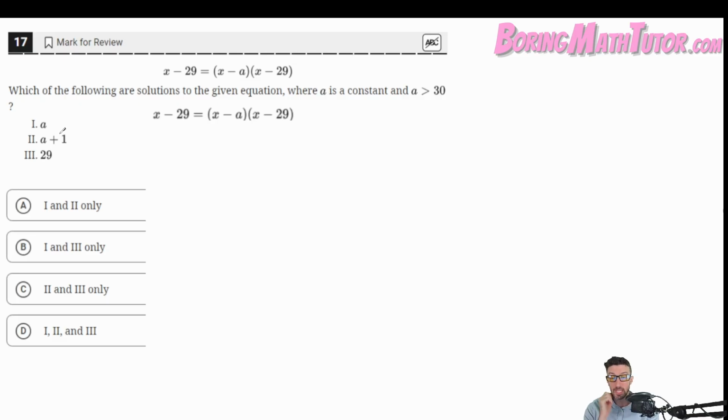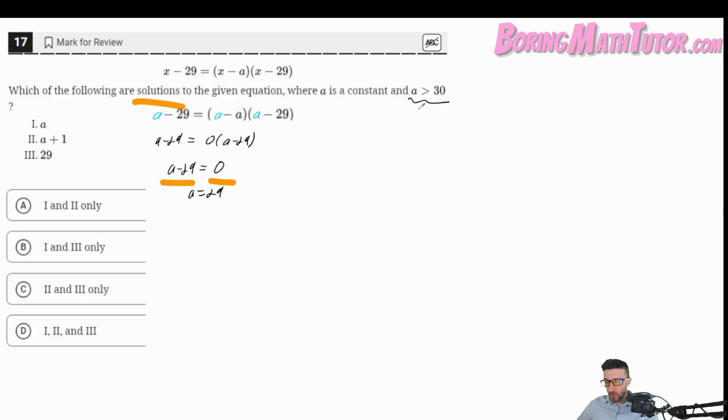I recommend just plugging in each of these to check to see if there's a solution. So for the very first one, let's replace all of those x's with a's. And if I do that, I get a minus 29 equals 0 times a minus 29. 0 times anything is 0. So you get 0 equals a minus 29. So is the left side equal to the right side? That's what you're checking for when somebody asks you if something is a solution. You would need the left side to equal the right side. Well, if a was equal to 29, that would be true.